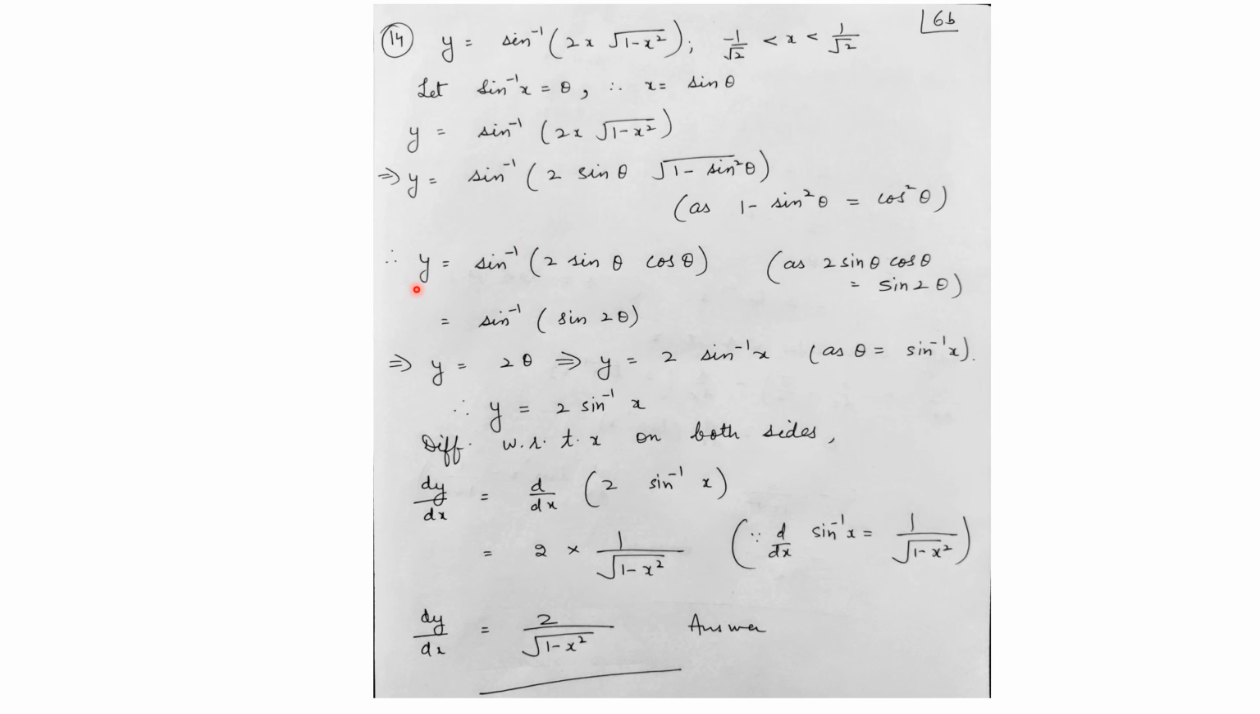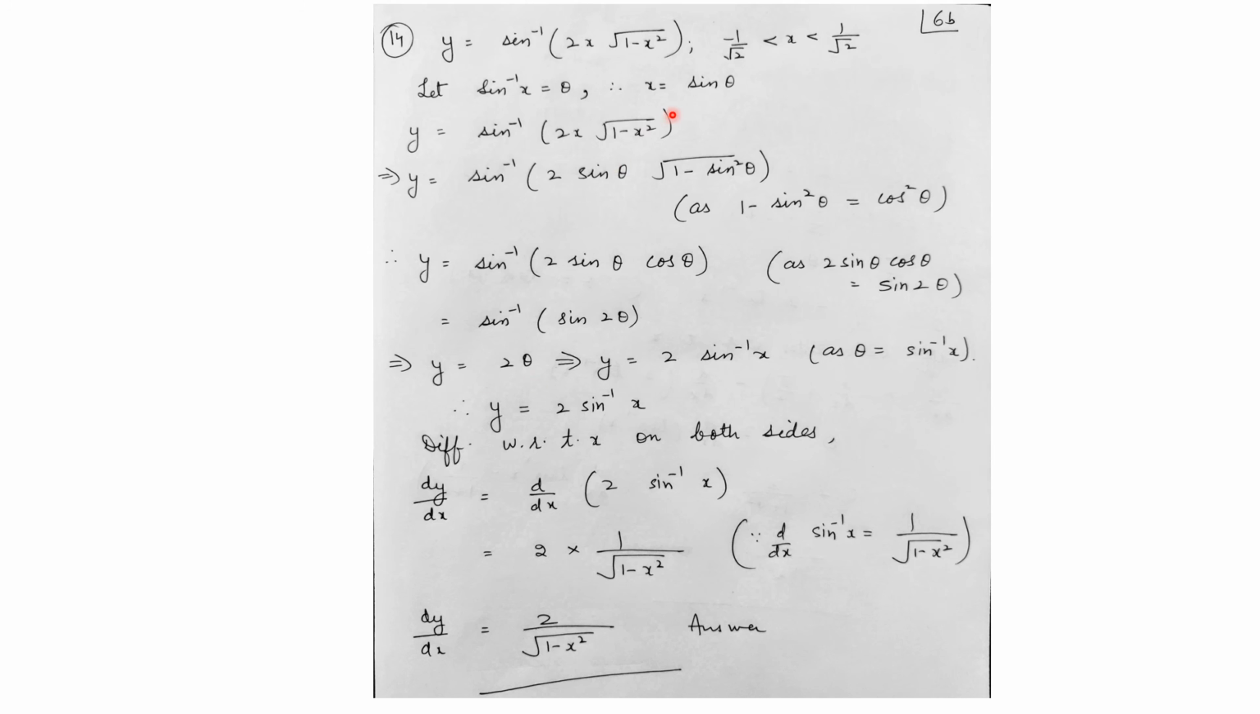So you get y is equal to sine inverse of 2 sine theta multiplied by cos theta, because here you will write cos squared theta, which will get automatically cancelled with the square root. You are left with cos theta. y is equal to sine inverse of 2 sine theta cos theta. You know that 2 sine theta cos theta is sine 2 theta. Substitute the value, you will get y is equal to sine inverse sine 2 theta. Now this sine inverse and this sine will get cancelled. You are left with y is equal to 2 theta.